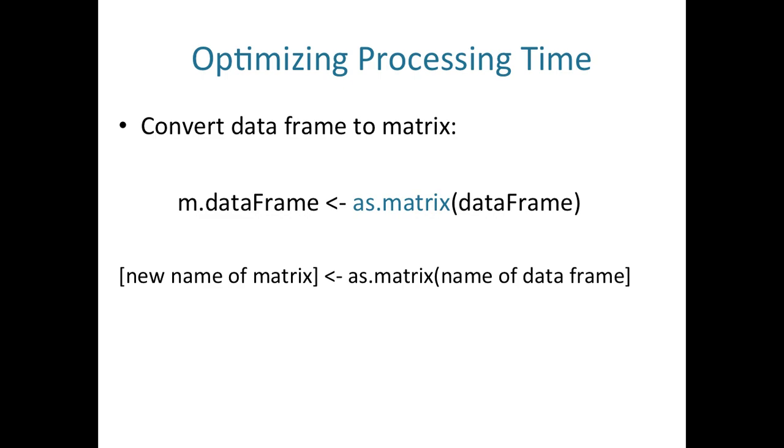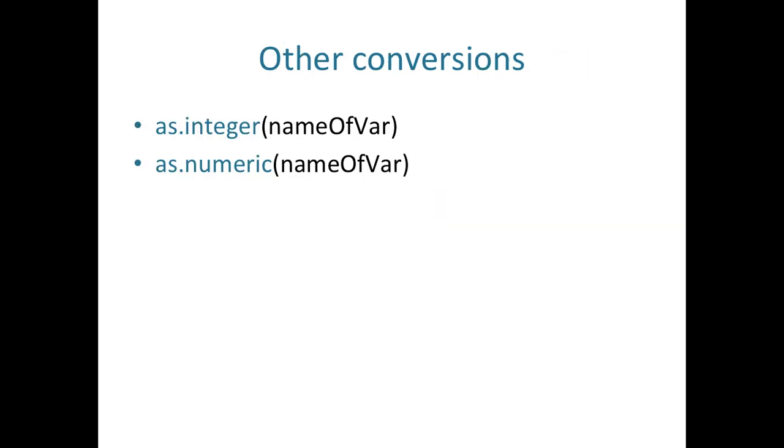As I was saying, whenever we want to do math processing, matrices are typically much faster. So if we have numbers in a data frame, we'd like to convert it to a matrix, and the command to do that is as.matrix. Similarly, you can also convert other types of variables into integers or numerics with the same type of conversion function, which is as.integer or as.numeric.